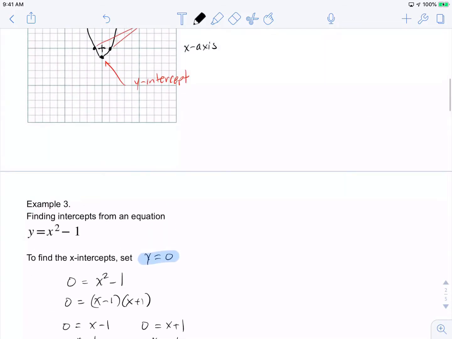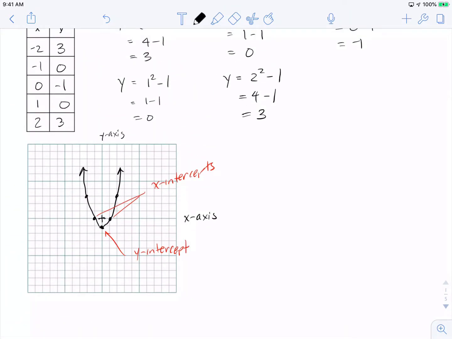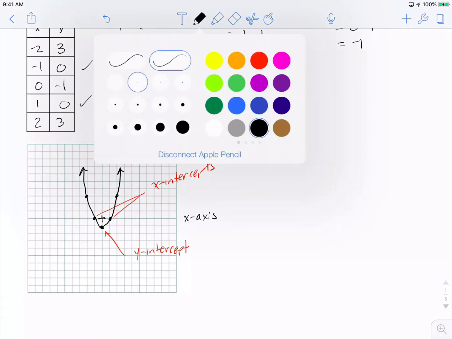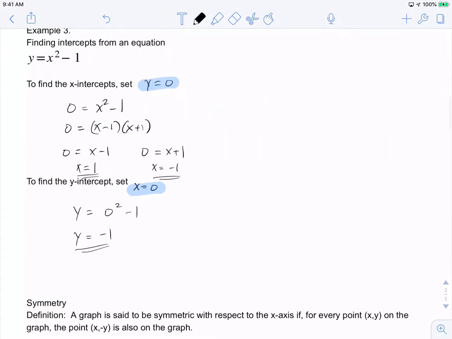And that should confirm with what we have here, right? We see this is the x-intercepts, and this one was the y-intercept. But we confirmed it mathematically here.